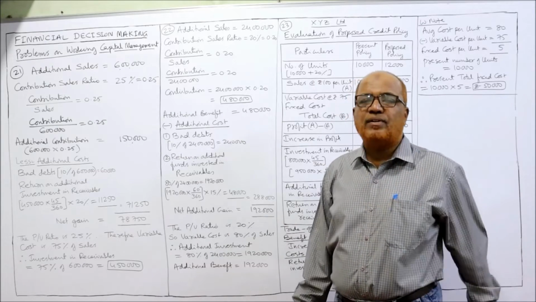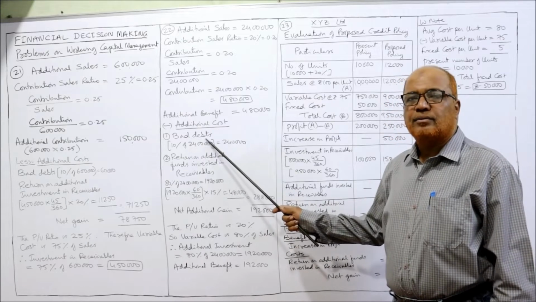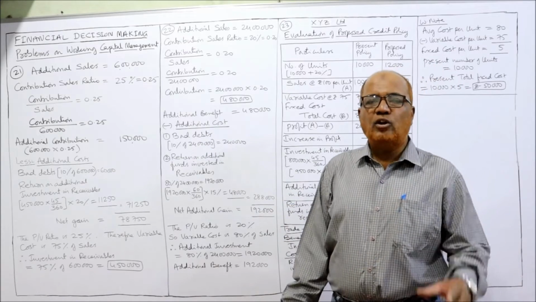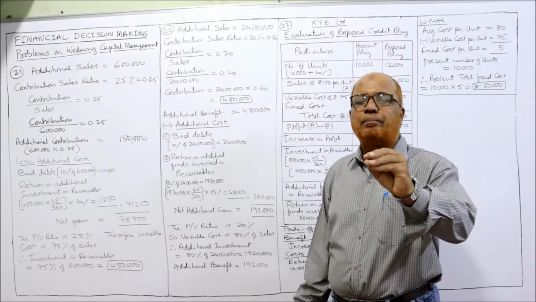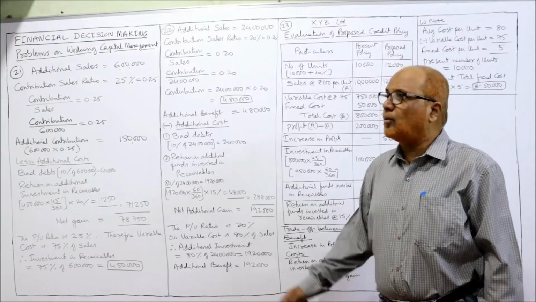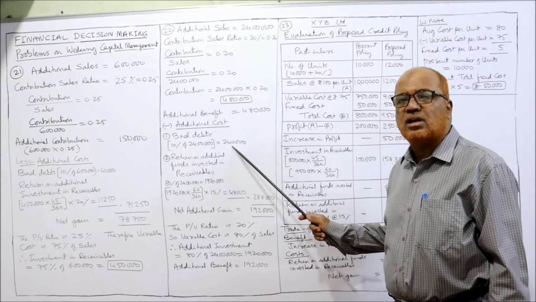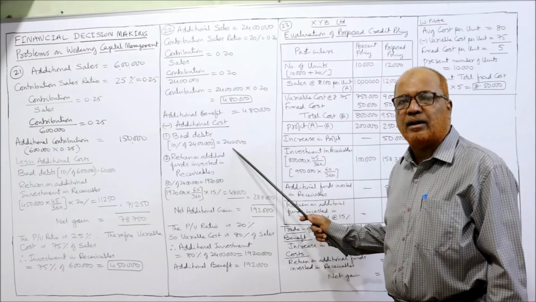From this gross benefit, we deduct the additional cost. What are the additional costs? Bad debts. It is given in the problem that if the new policy is implemented, 10% of sales are the bad debt losses. How much are the sales? 24 lakh. So 24 lakh, 10%, 2,40,000 are the expected bad debt losses.